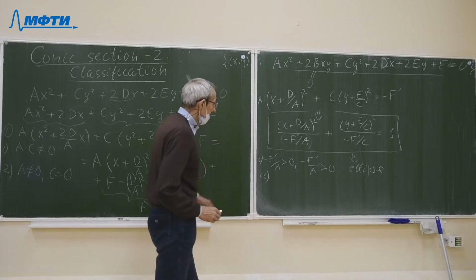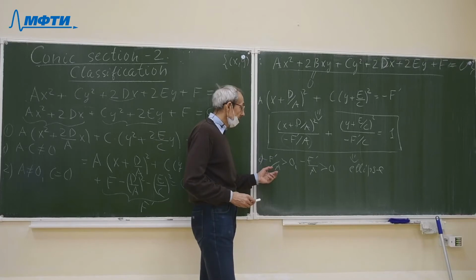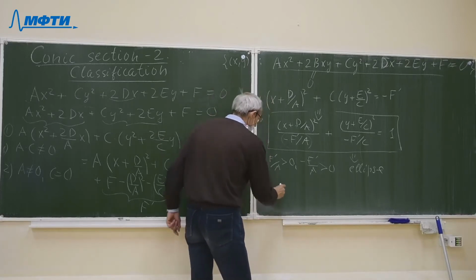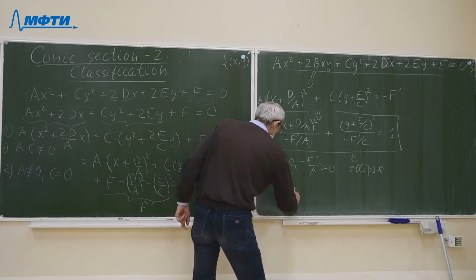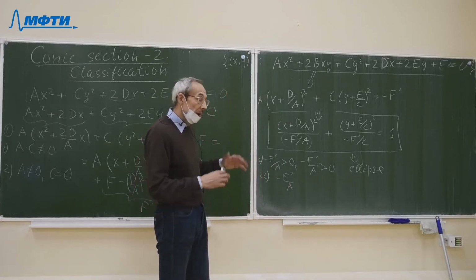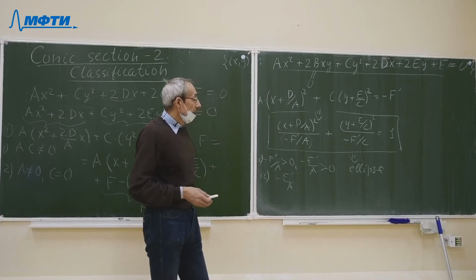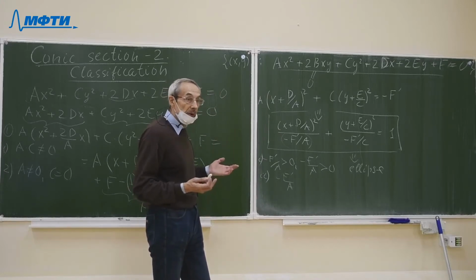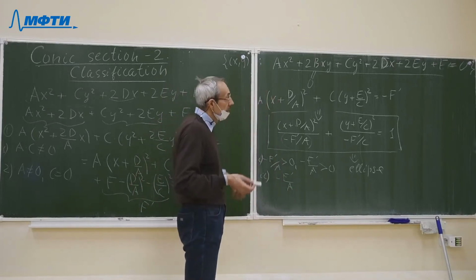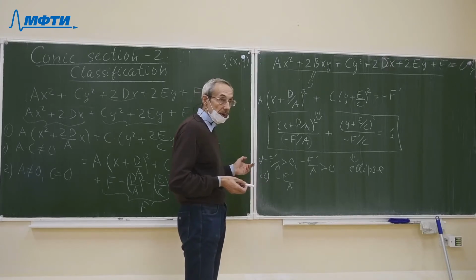In the second case, when these coefficients have the same sign, but the sign is negative, we obtain the case of the imaginary ellipse. In the real plane, this curve has an empty set of points. But in the complex plane, this curve is called the imaginary ellipse.